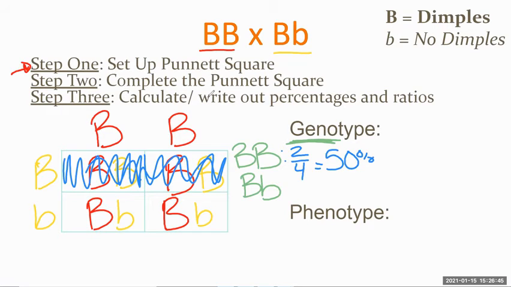We'll do the same thing with the heterozygous. How many are heterozygous? Here we have 1, here we have 2. So again, 2 out of 4 babies are heterozygous. That means 50% of our babies are heterozygous.